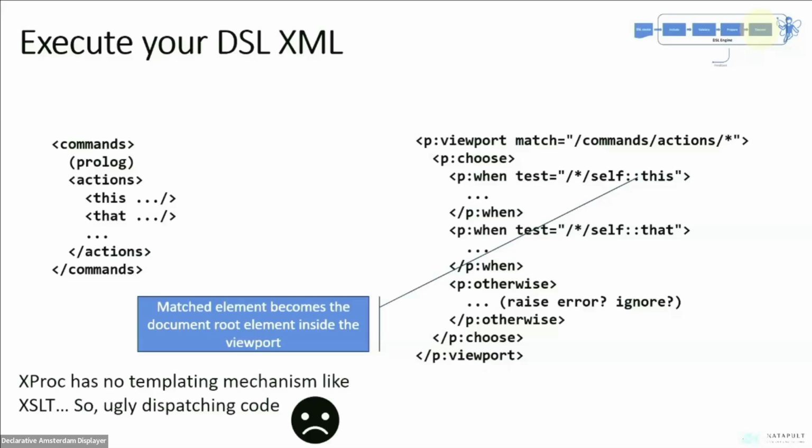There's one thing to this. If you think this is ugly code, yes, it is. XProc has no templating mechanism like XSLT. I would love to do this with some kind of apply-templates, so that you can just throw the element into the air and some template picks it up. XProc has no such mechanism. So you need to write ugly dispatching code. Well, maybe we're going to fix that in version 4. I don't know.